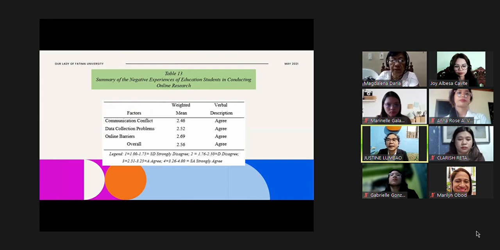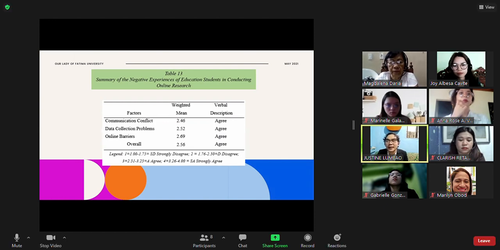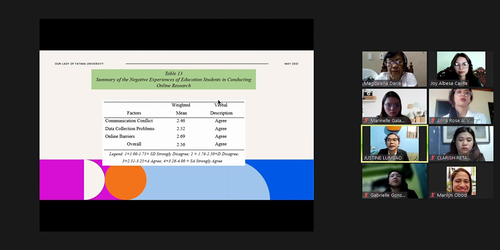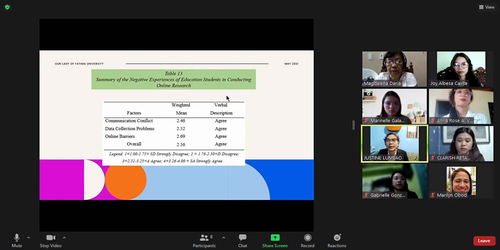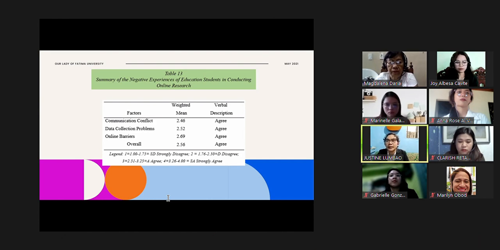So the summary of the negative experiences of the education students in conducting online research. The factors are communication conflict, data collection problems, and online barriers. The first, communication conflict, 2.46 weighted mean, agree. Data collection problems, 2.52 weighted mean, agree. Online barriers, 2.69, agree. With an overall score of 2.56 weighted mean, with a verbal description of agree. Next.